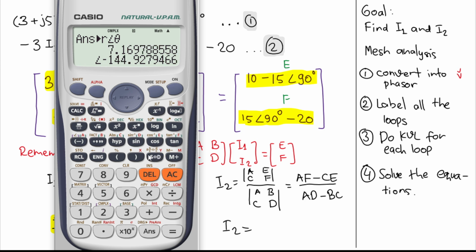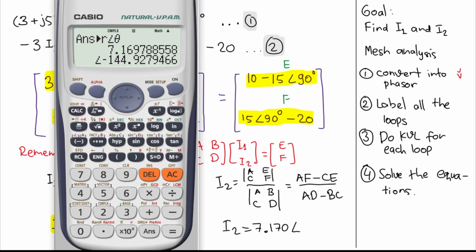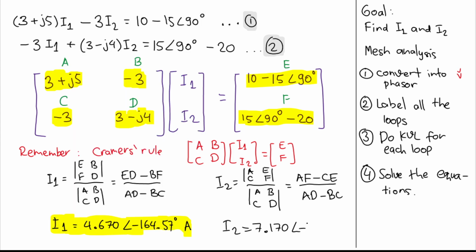So I will have 7.170, and the angle is minus 144.93 degrees, and the unit will be in amperes. Let's highlight this, as this is the final answer for I2.